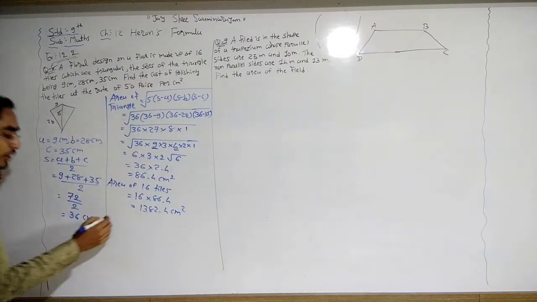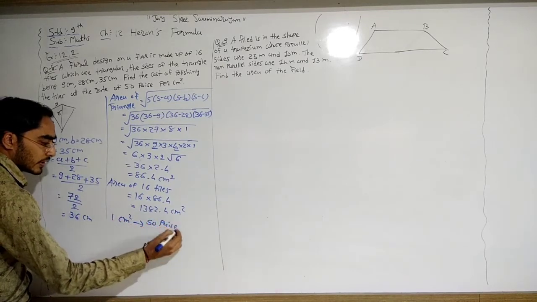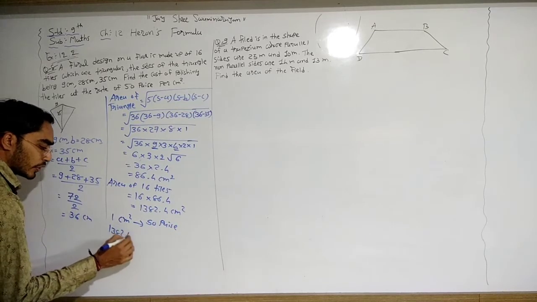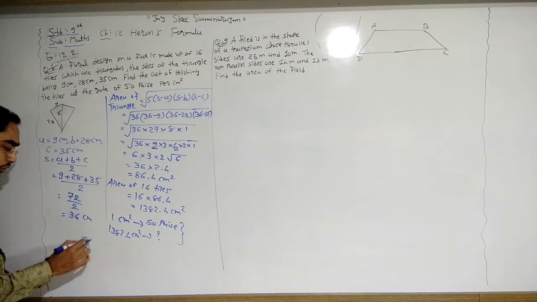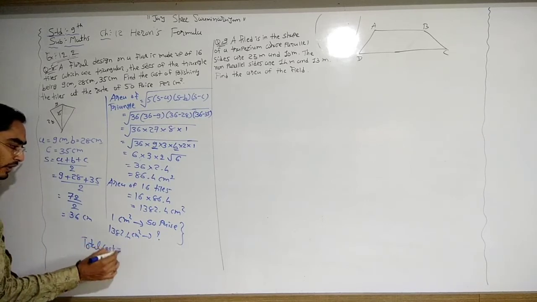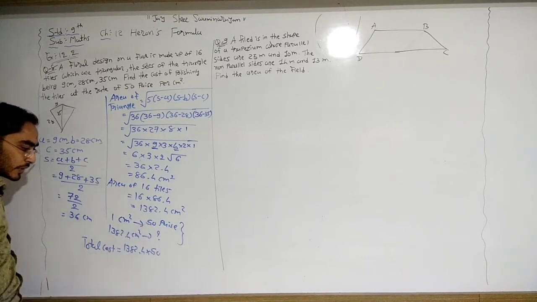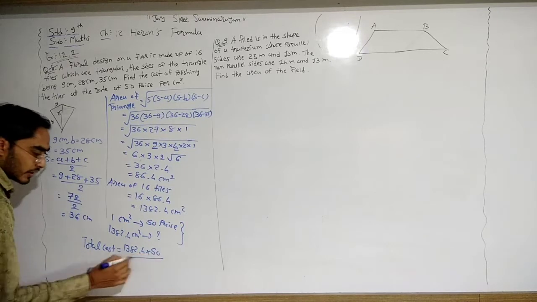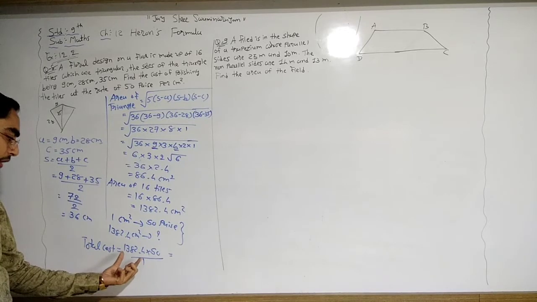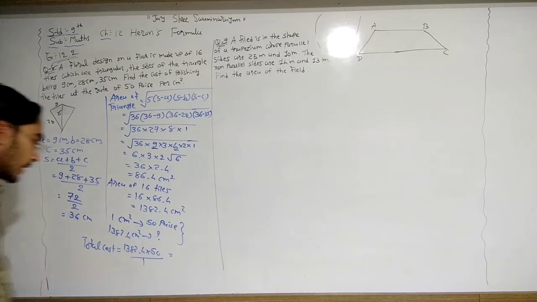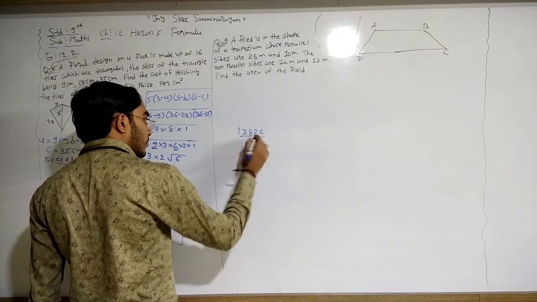Now for the cost, for 1 centimeter square the cost is 50 paisa. So for 1382.4 centimeter square, how much? So total cost is equal to 1382.4 multiplied by 50 divided by 1. We do not need to divide by 1, so alternately we need to multiply 1382.4 into 50. So 1382.4 multiplied by 50.